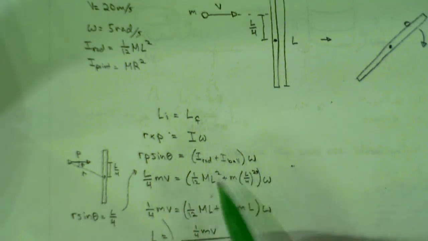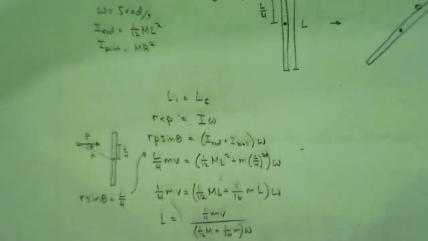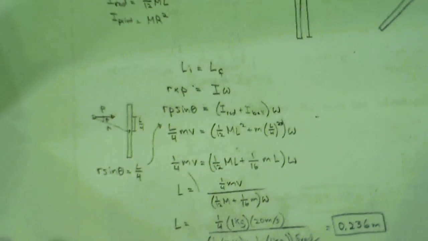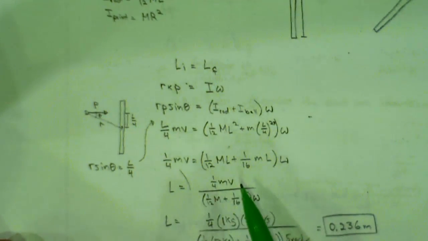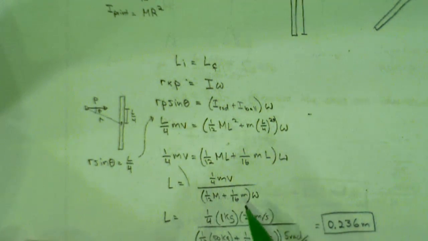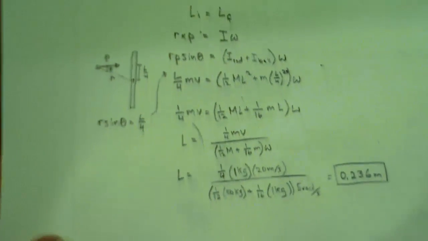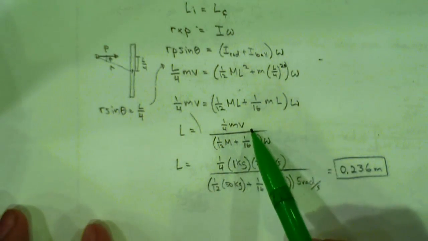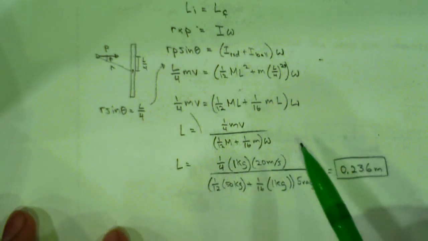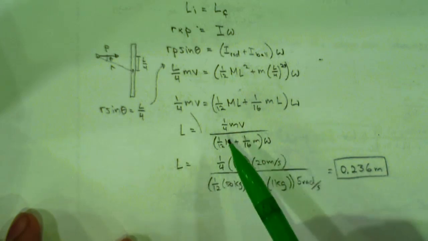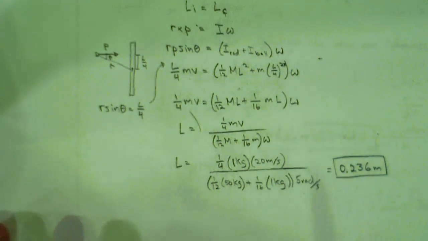Then this whole moment of inertia is multiplied by omega. Now we have an equation with all knowns except for L, which is what we're looking for. So we're going to solve for L, just algebra. So you get this equation for L. And then finally, you plug in all the values that you're given: all the masses, the linear speed of the ball initially, and the angular speed of the combined masses at the end. When you plug in all those values, you'll end up with 0.236 meters as the length of the rod.